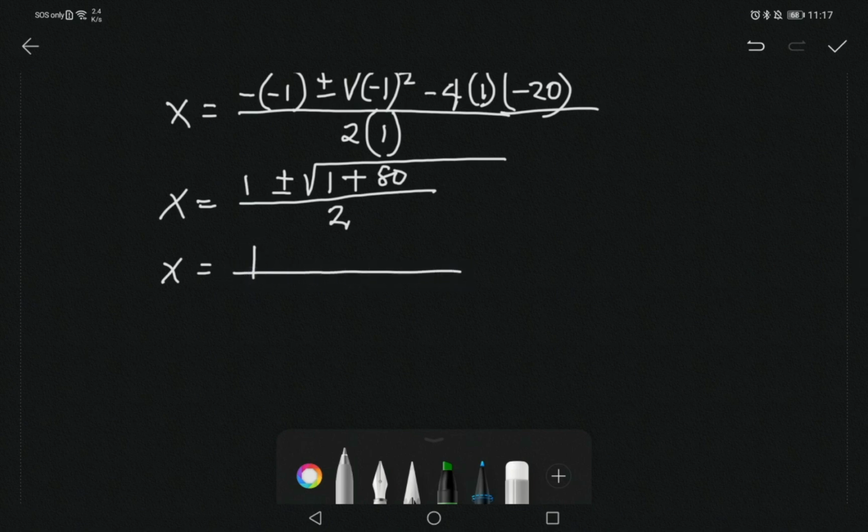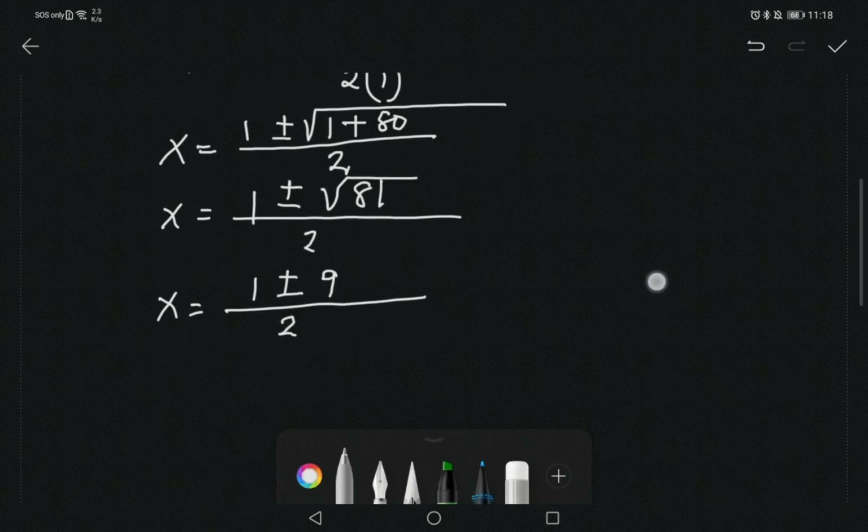Then 1 plus and minus the square root of 1 plus 80 is square root of 81 over 2. So 1 plus and minus the square root of 81 is 9 over 2.